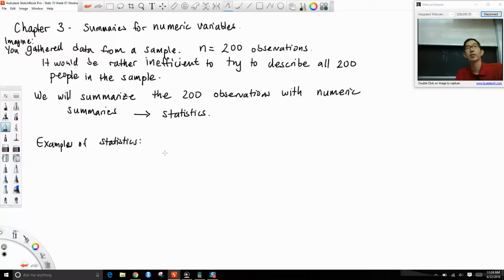You guys are familiar with the concept of a GPA, your grade point average. This is a single numeric value that's supposed to summarize your entire academic performance.